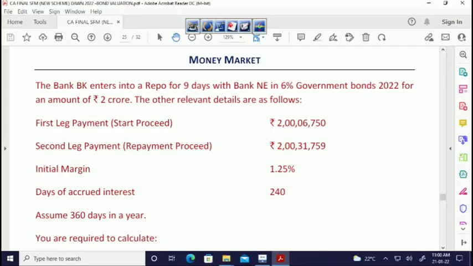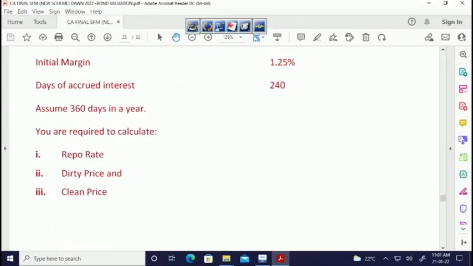Second leg also is given. So after this 2,00,6750, interest has to be paid for 9 days, and that entire thing comes to 2,03,1759. So I've seen the first sum of this type where both the first leg and second leg are given. So it's a sum on back calculation. They're asking us to take 360 days in a year. You are required to calculate the repo rate.